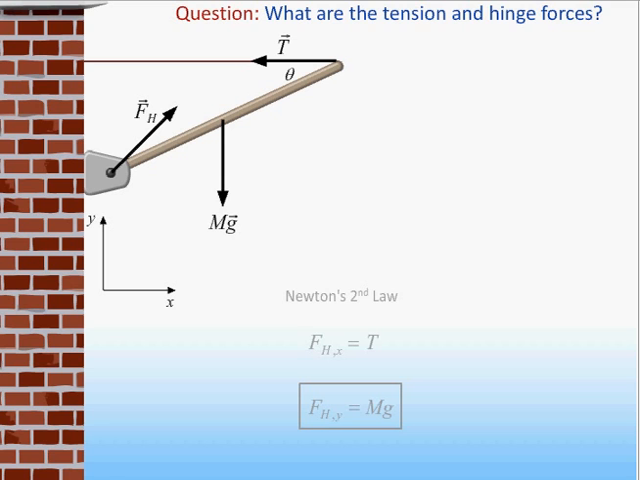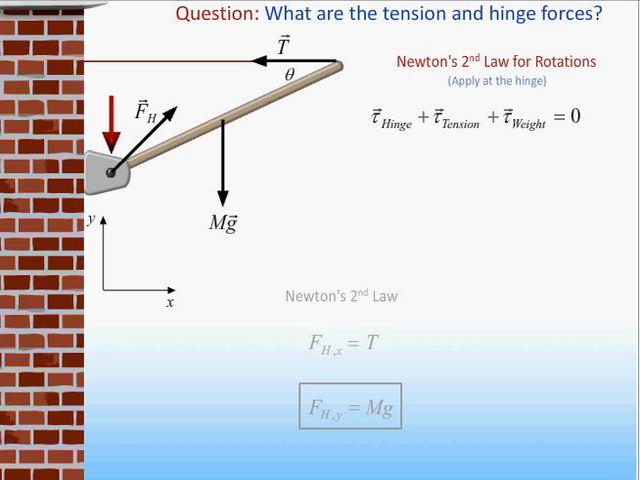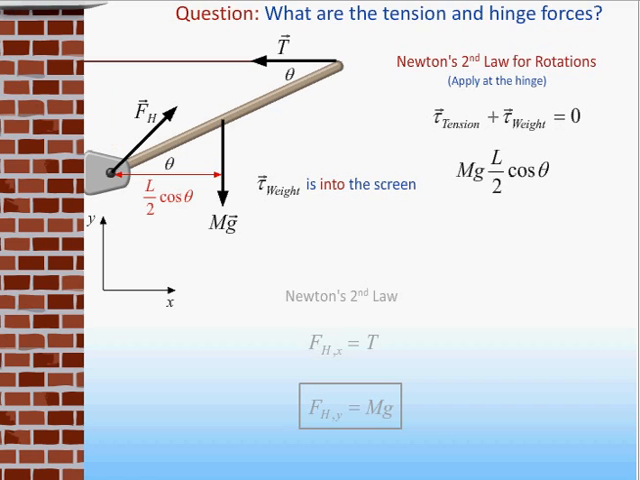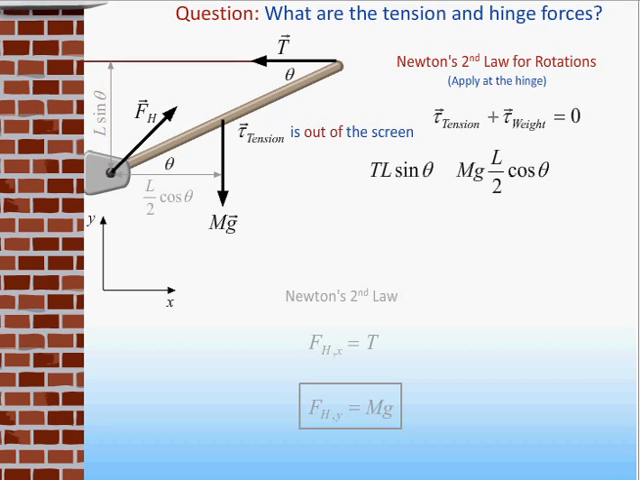To solve for these two unknowns, we need to write down the torque equation. We again pick a rotation axis through the hinge, making the torque due to the force of the hinge zero. The magnitude of the torque due to the weight of the beam is equal to the weight times its lever arm. Using the right-hand rule, we see that the direction of this torque is into the screen. The magnitude of the torque due to the wire is equal to the tension times its lever arm. Using the right-hand rule, we see that the direction of this torque is out of the screen. The two torques are once again in opposite directions so that we assign them opposite signs.